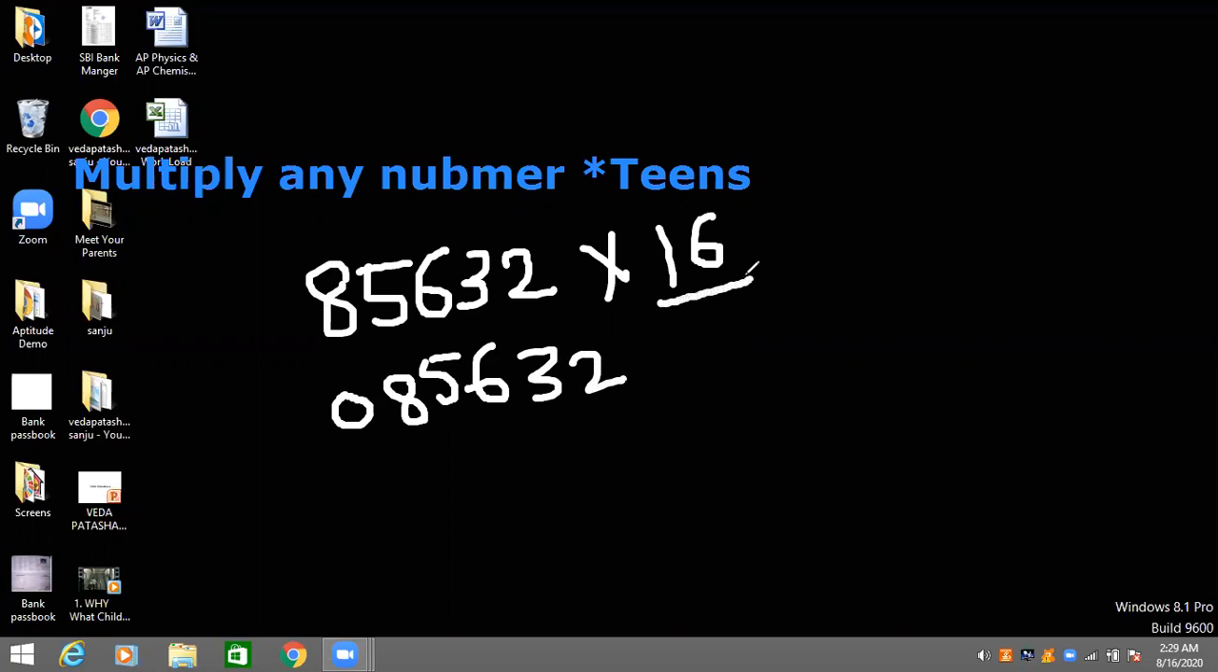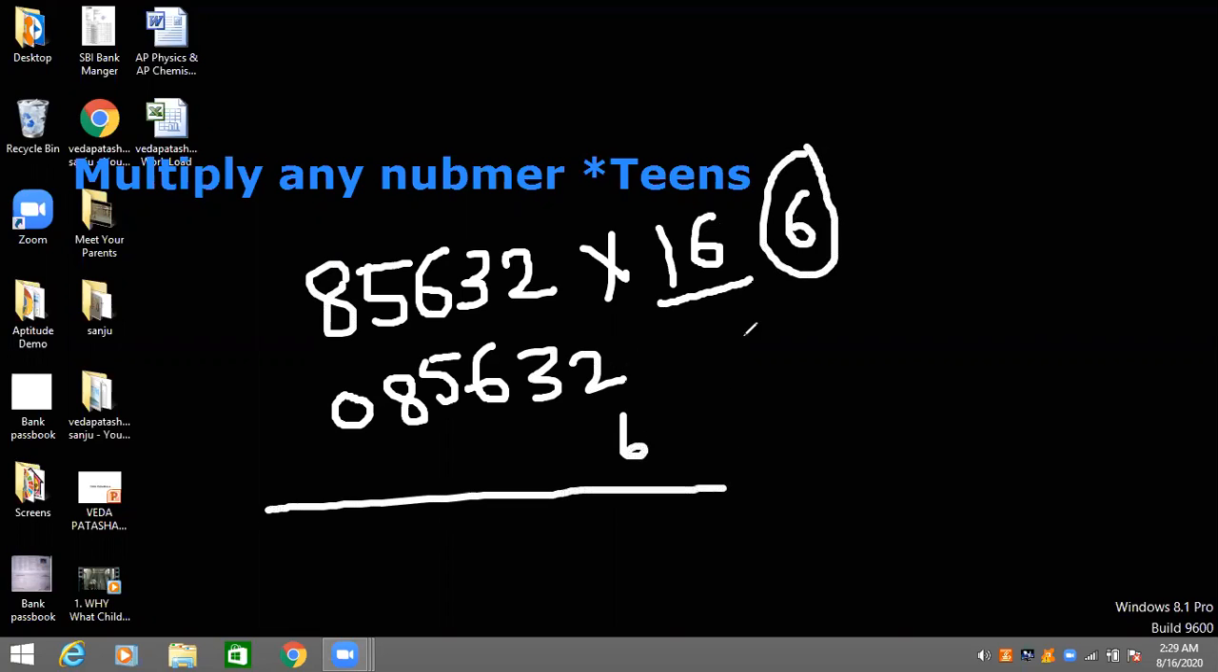If it is 16, we need to take 6. If it is 18, we need to take 8. If it is 14, we need to take 4. Okay, so here we have 16, I have taken 6. Now we need to start from the right direction, and add the number which is to the right of it.